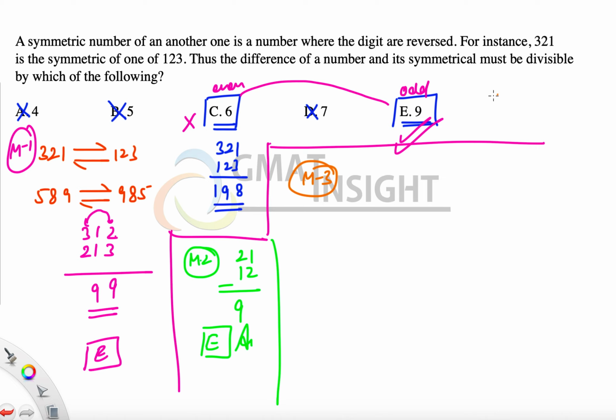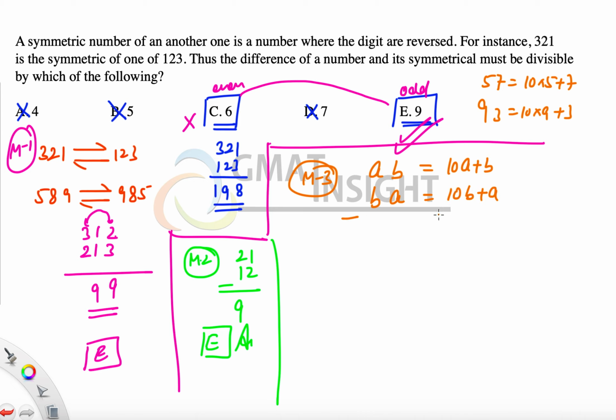If I take any two-digit number, let's say AB, and if we reverse the digits, the number becomes BA. Any such two-digit number can be written as 10 times A plus B, which means if I have a number, let's say 57, we can always write it as 10 times 5 plus 7. If I have the number 93, we can write it as 10 times 9 plus 3. So AB can be written as 10 times A plus B. Similarly, BA can be written as 10 times B plus A.